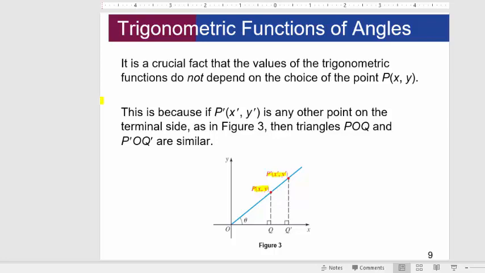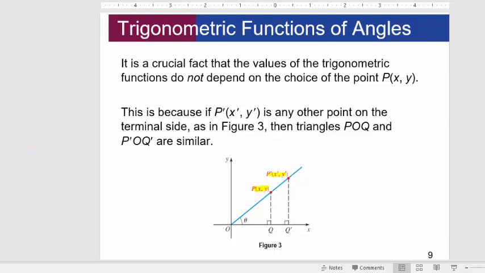So whatever the ratio of the opposite to the hypotenuse in this triangle was, it's going to be the same as the ratio of the opposite to the hypotenuse in this triangle, and so on and so forth. So the point that you stop at does not make a difference. In the next section, you'll see that specifically we want to stop where the radius is 1, and we're going to call that the unit circle. So we'll get into that in our next section.